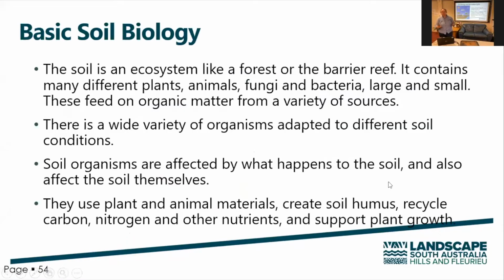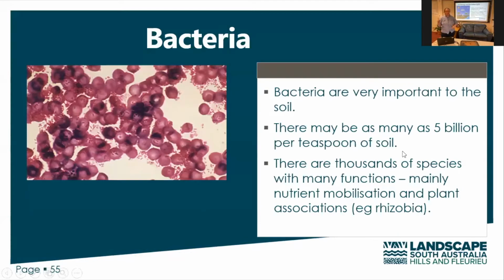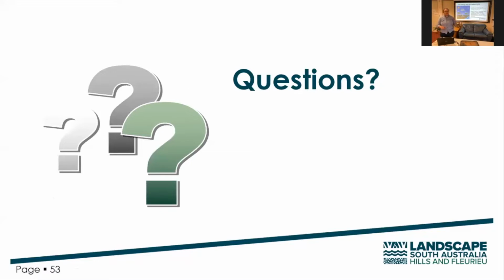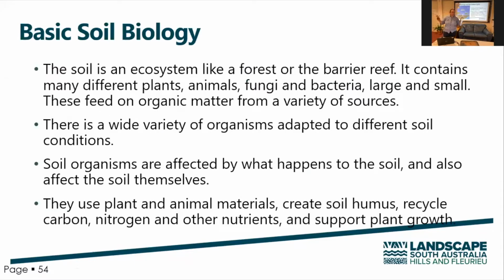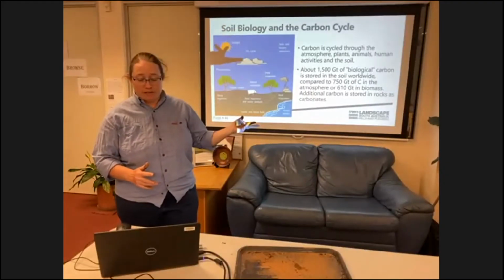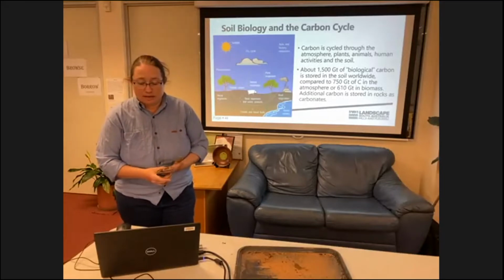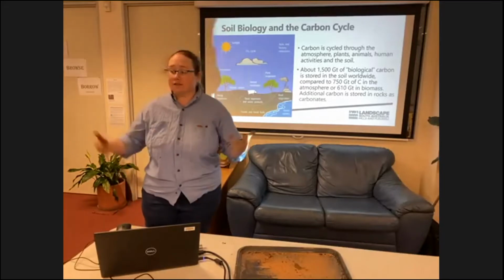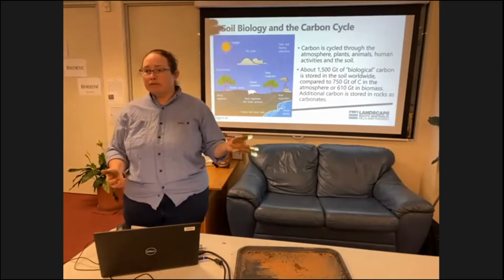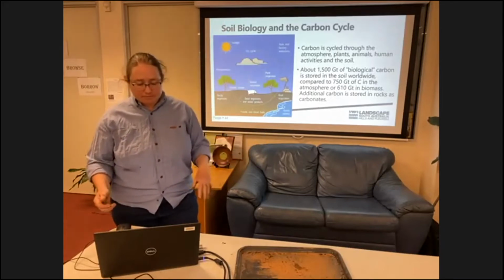So soil biology fits in with the carbon cycle overall. Carbon, as we know, gets cycled through atmosphere, plants, animals, humans, and the soil. There's about 1,500 gigatons of biological carbon, soil carbon, in the soil worldwide, compared to 750 gigatons of carbon in the atmosphere, or 610 gigatons stored in biomass as wood or plants or leaves or whatever. And then you've got even more carbon that's stored in the soil as carbonates.